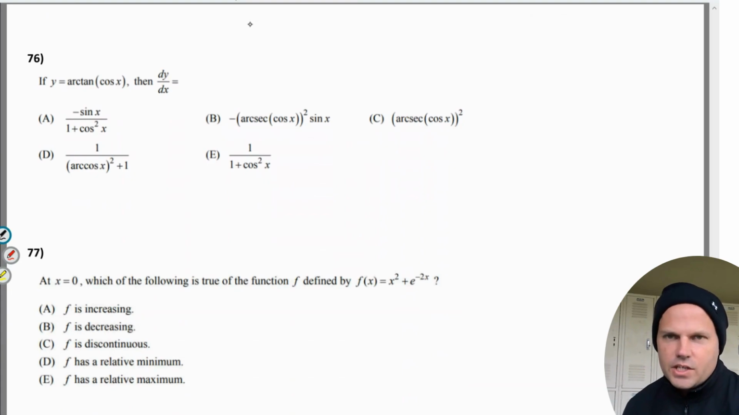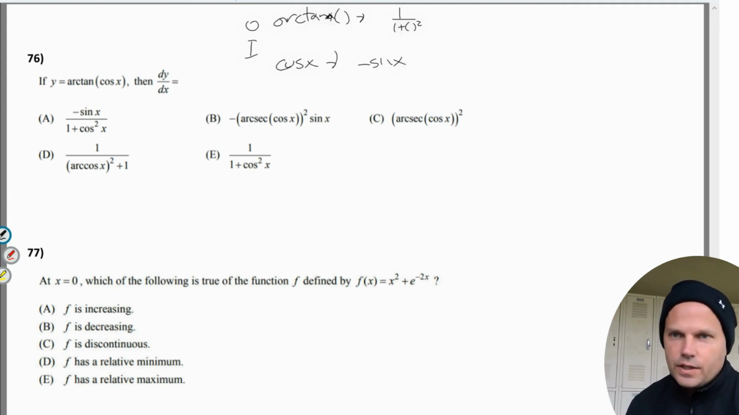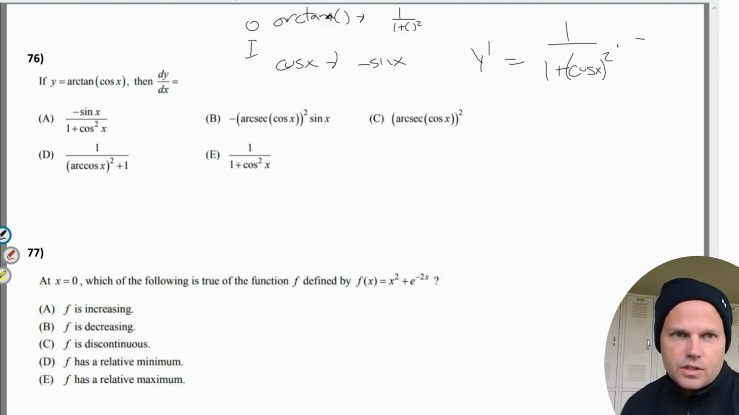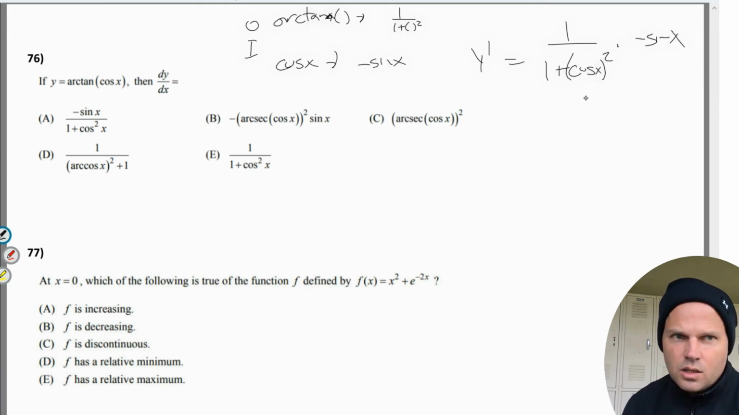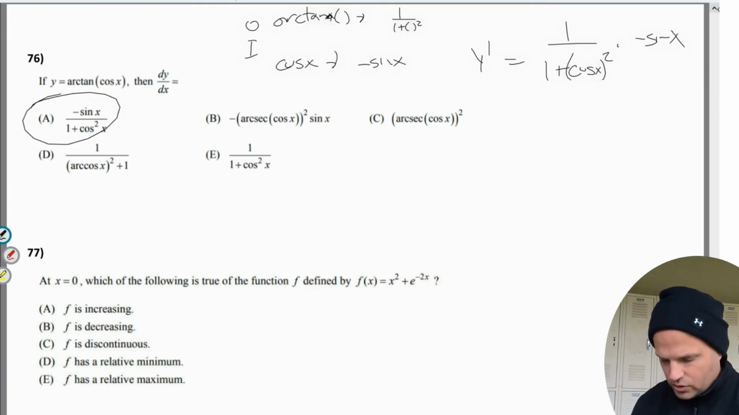Remember the derivative of arctangent? Arctangent's derivative, arctangent of parentheses, is 1 over 1 plus x squared, or parentheses squared. The derivative of cosine is negative sine. Don't forget that. I'd have 1 over 1 plus what starts in the parentheses stays in the parentheses, times negative sine. I hope we don't have any crazy things going on. We don't.